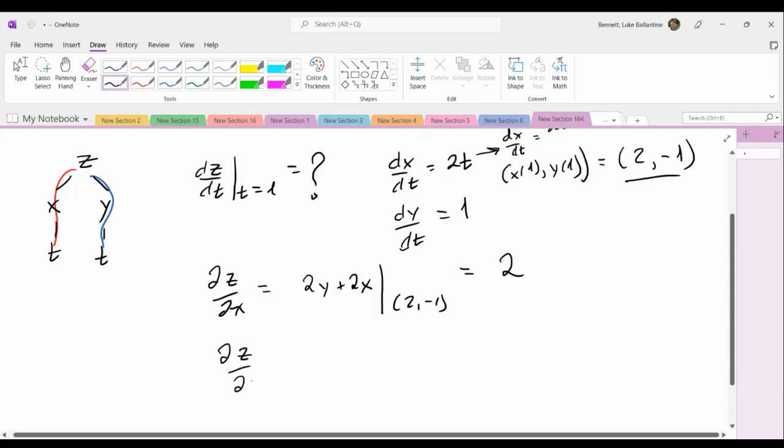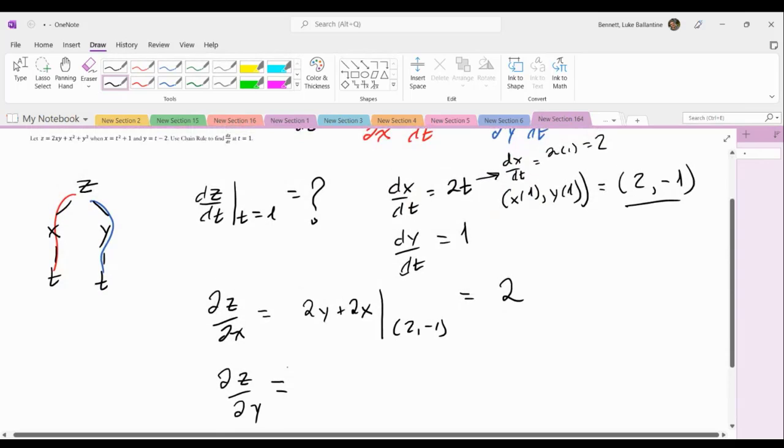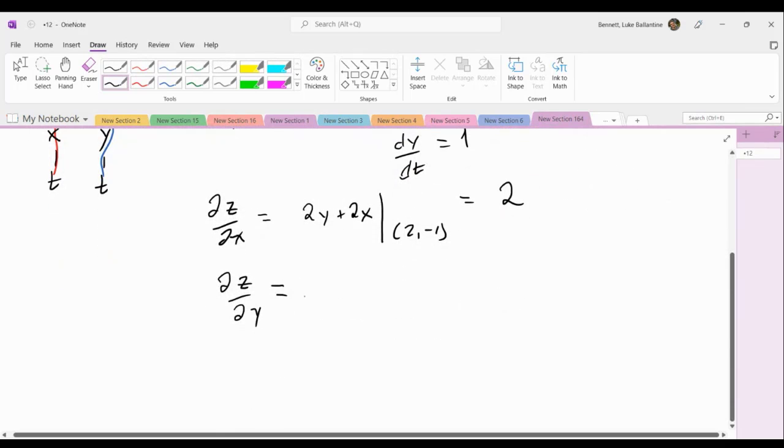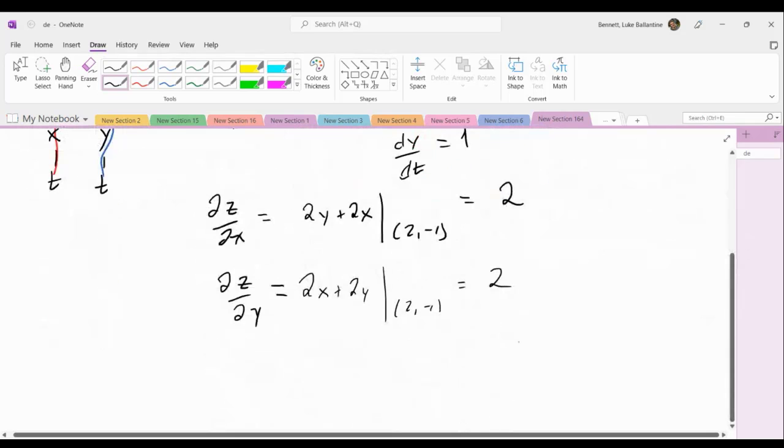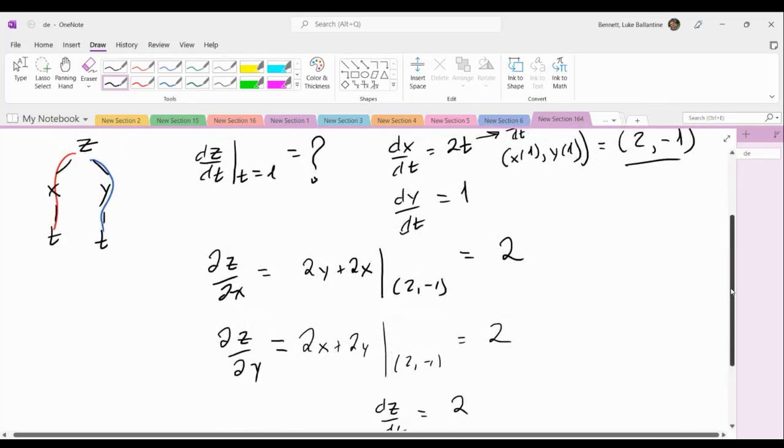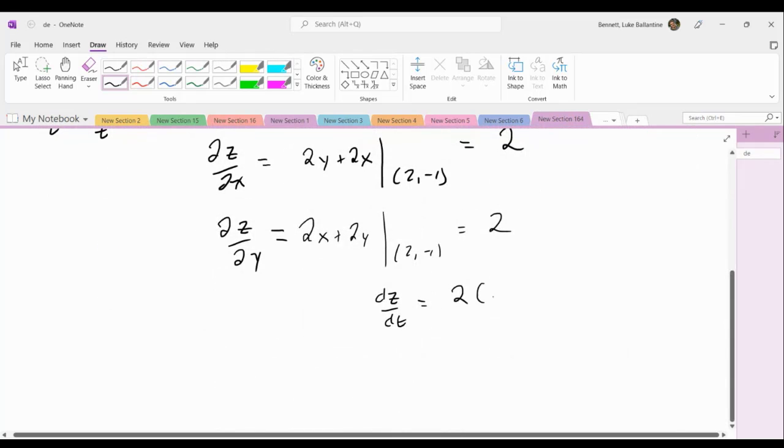Partial z partial y is equal to 2x plus 2y. Evaluated at 2, negative 1 is 2. And so plugging everything in, we get dz/dt. Partial z partial x is 2. Partial x partial t was 2. Partial z partial y was 2. Partial y partial t was 1. So this is 6.